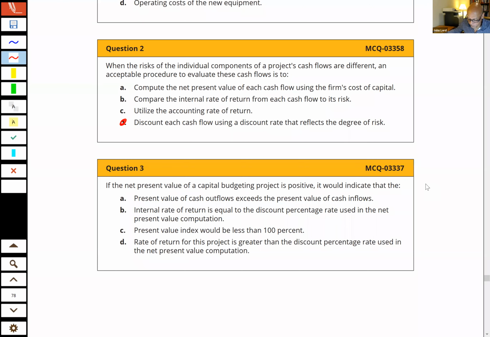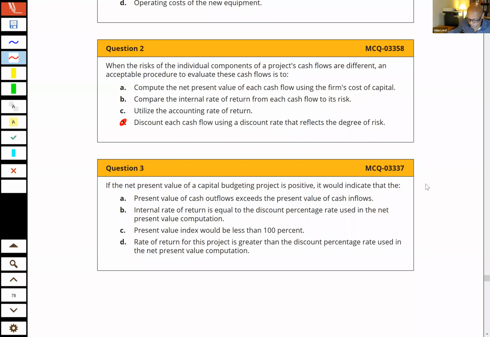A couple of us picked choice A. If the net present value of the capital budgeting project is positive, it would indicate the opposite, right? Not that the present value of cash outflows exceeds the present value of cash inflows. The present value of the cash inflows exceeds the present value of the cash outflows. It's the opposite, so you might have gotten twisted around on that.